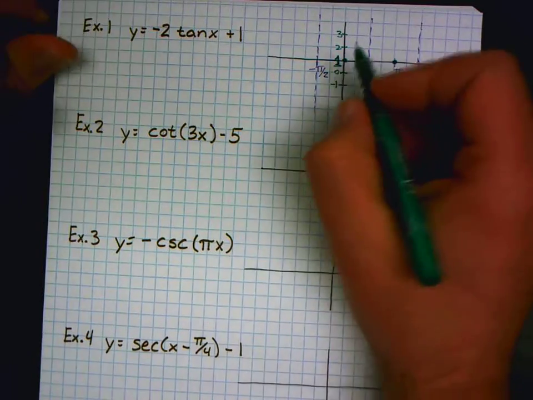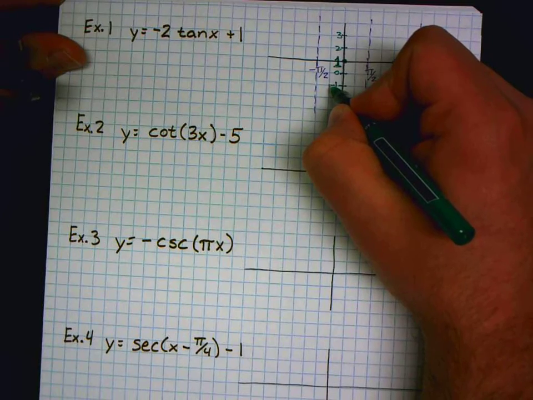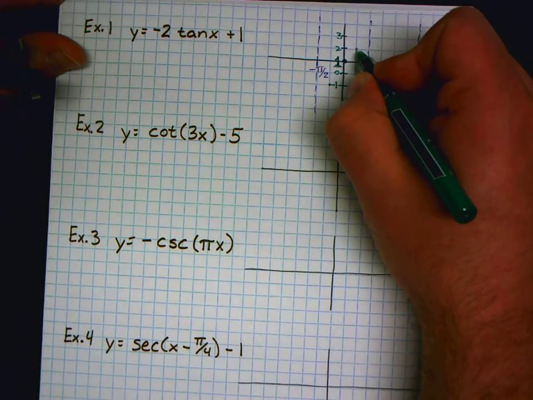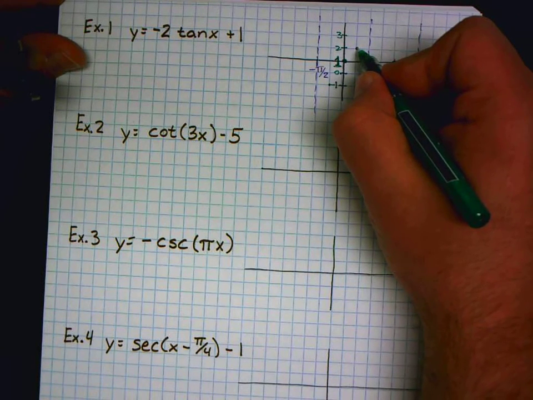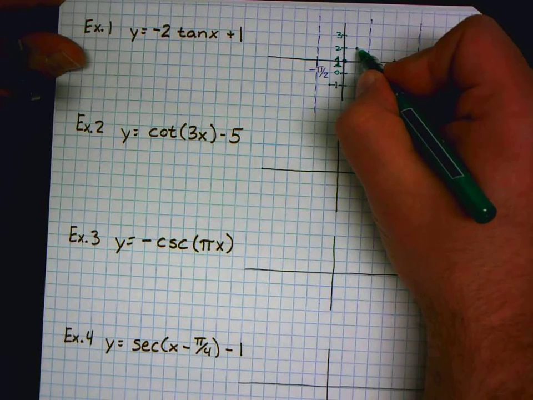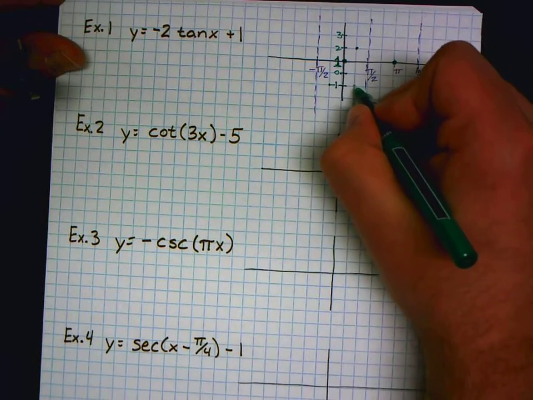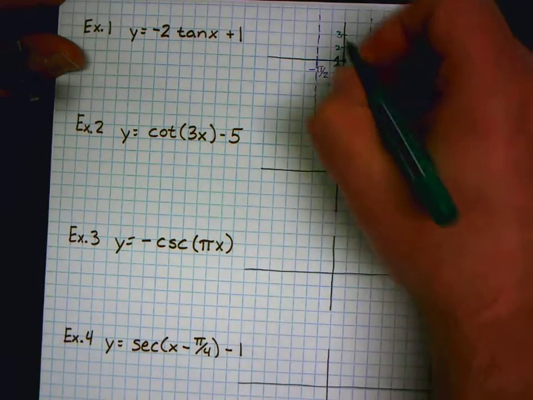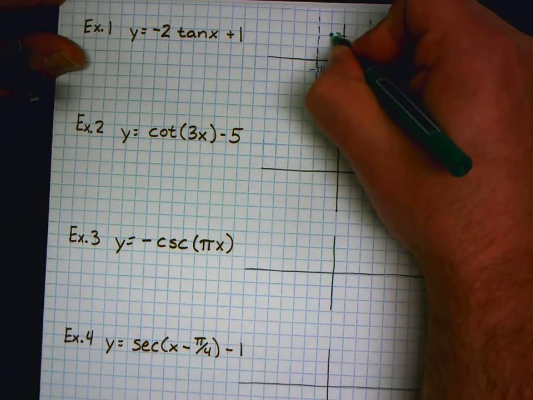Okay, and normally I would have a point at -1 here and a point at 1 here, but my amplitude is -2. So now this point that's normally at 1, where's it going to be? Yeah, it's going to be down 2 instead. So it's going to be here. And this point that's normally down here is going to be all the way up here.